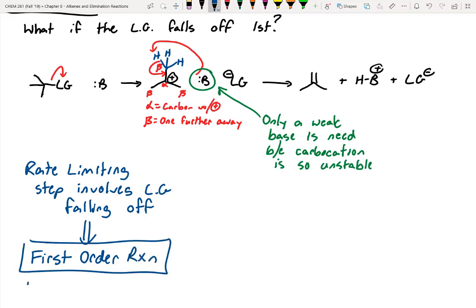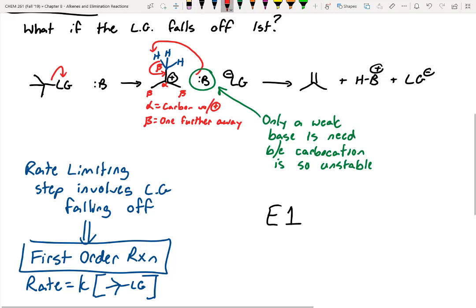Just like before, we can find the rate of this reaction, where the rate is going to be equal to just our starting material with the leaving group. The base isn't actually involved in that rate limiting step. So when we describe this reaction, it's still an elimination reaction, meaning we're making an alkene, and the next number would be 1.